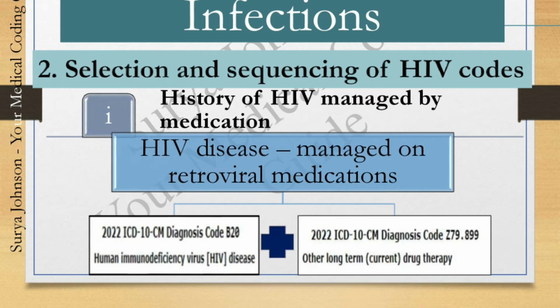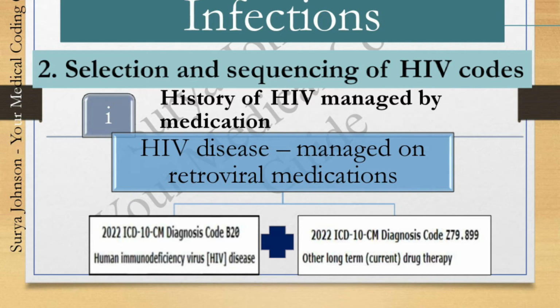The next scenario, the history of HIV managed by medication. The patient's HIV is already managed by the antiretroviral medication. In this scenario, you will still code B20 HIV disease followed by Z79.899, that is other long-term current drug therapy. So the patient is on a drug therapy for the HIV management. So that's all about chapter 1A.